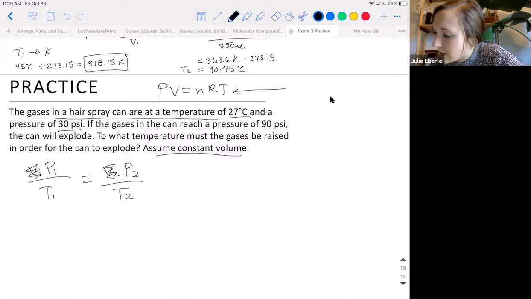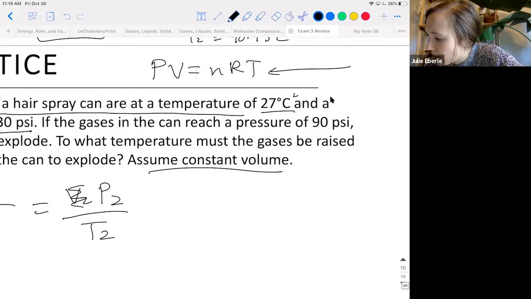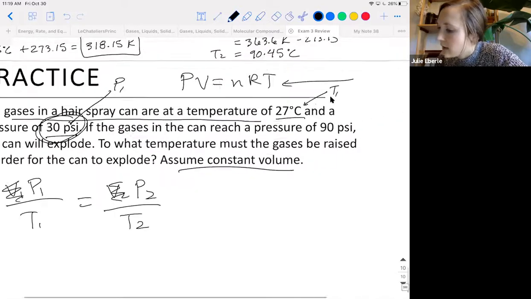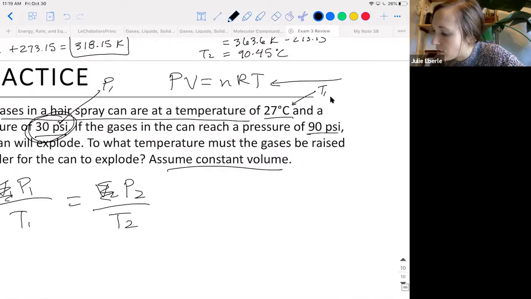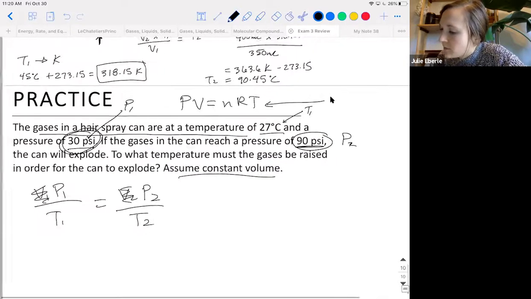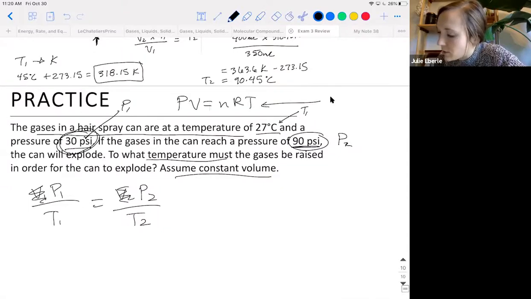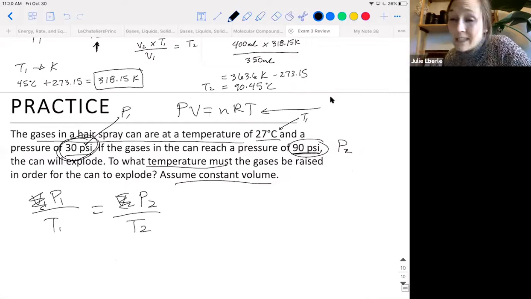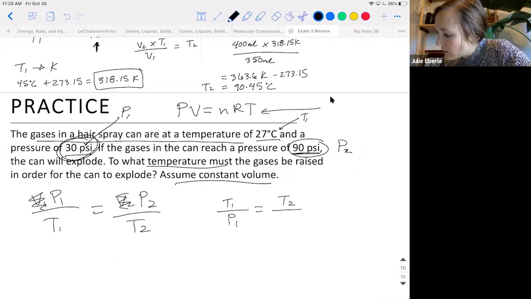Now let's label the problem. This is our first temperature right here, so that's T1. This right here is our first pressure, so this is P1. It says if the gases in the can reach a pressure of 90 psi, this is P2. So what temperature? Guess what we're doing? We're solving for T2. We don't have T2. So it's just like the problem right up above. We're going to flip the equation, get T2 on top. So we'll have T1 over P1 equals T2 over P2.